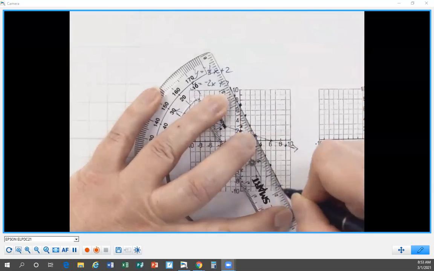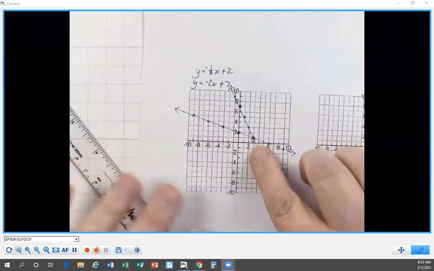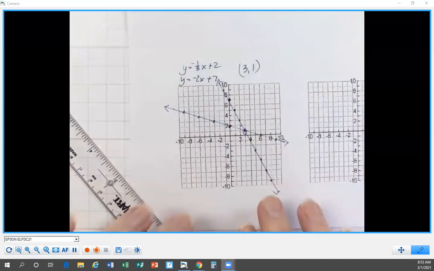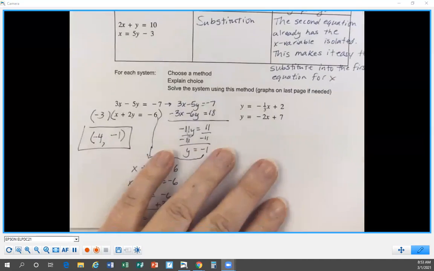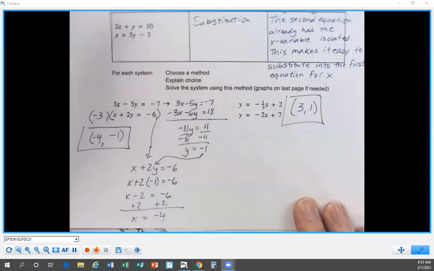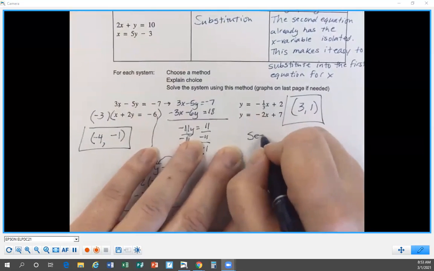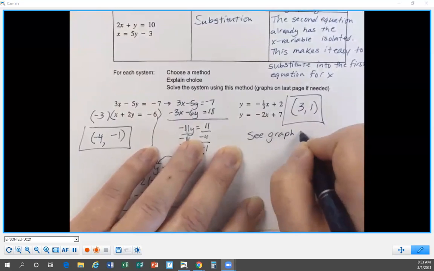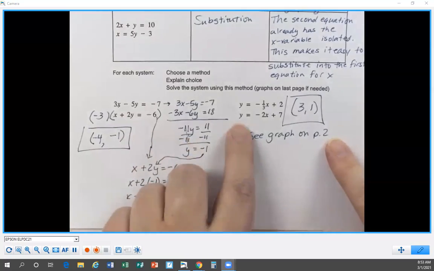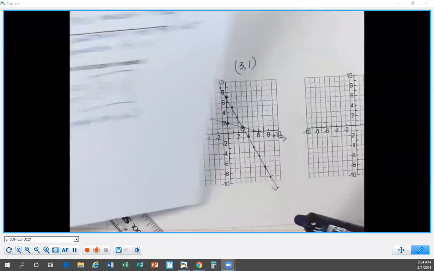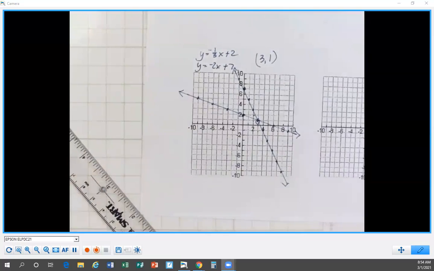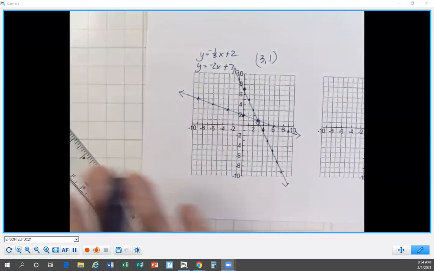And then we graph that line. We see our point of intersection is at 3, 1. Okay, so 3, 1 is our solution for that one. I can go ahead and write that here as well. 3, 1. Okay, and then if you were doing this on your test or quiz, you would see the graph on page 2. Okay, make sure you have your lines listed on the graph. All right, next, let's take a look at just a couple more problems.